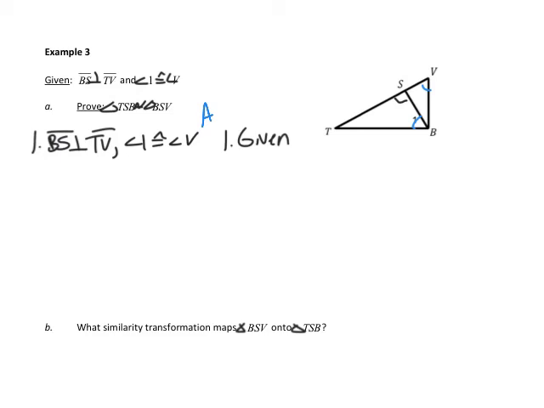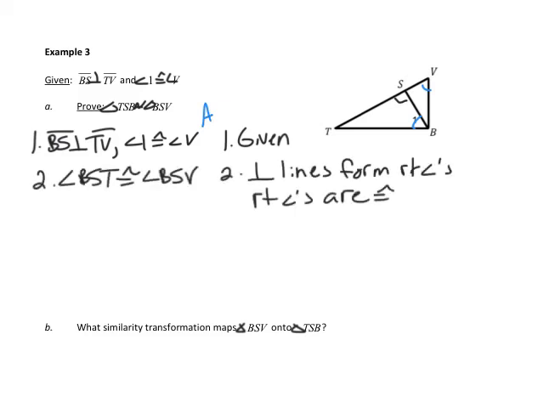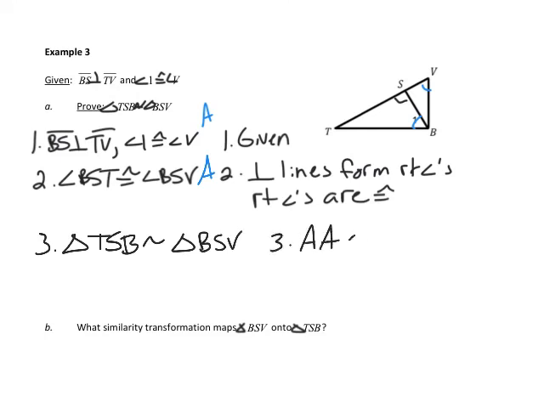So now we just have to take care of the perpendicular lines. Well, we know perpendicular lines form right angles, and right angles are congruent. So here's our second step. We can write that angle BST is going to be congruent to angle BSV because perpendicular lines form right angles and right angles are congruent. So that's it. That's all we need. We have our two angles. So we have angle-angle similarity, and that's enough to say that triangle TSB is going to be similar to triangle BSV. And that's because of angle-angle similarity.